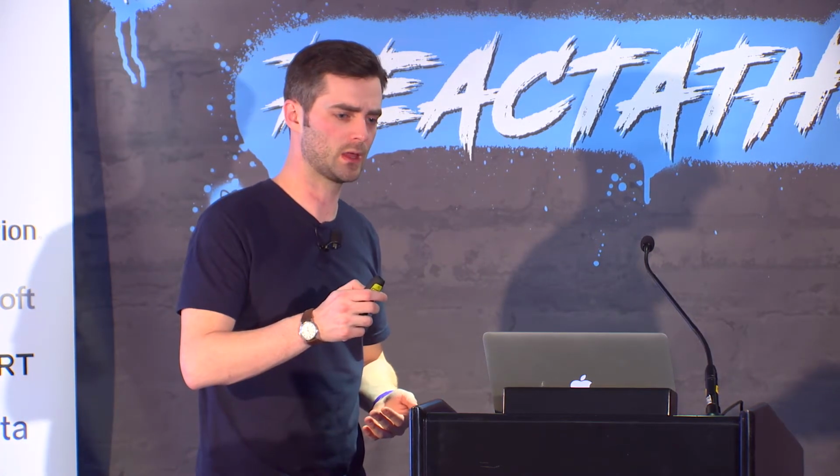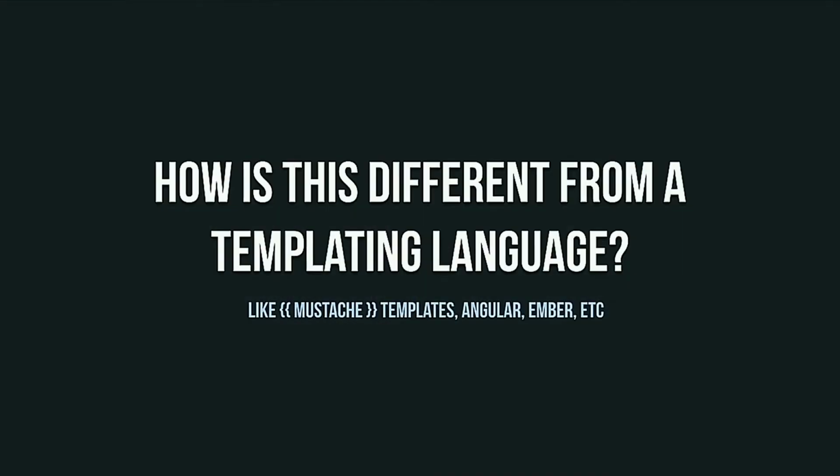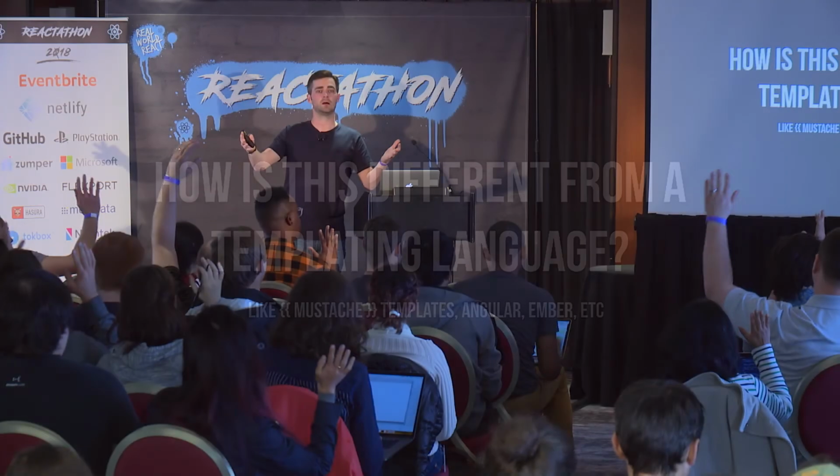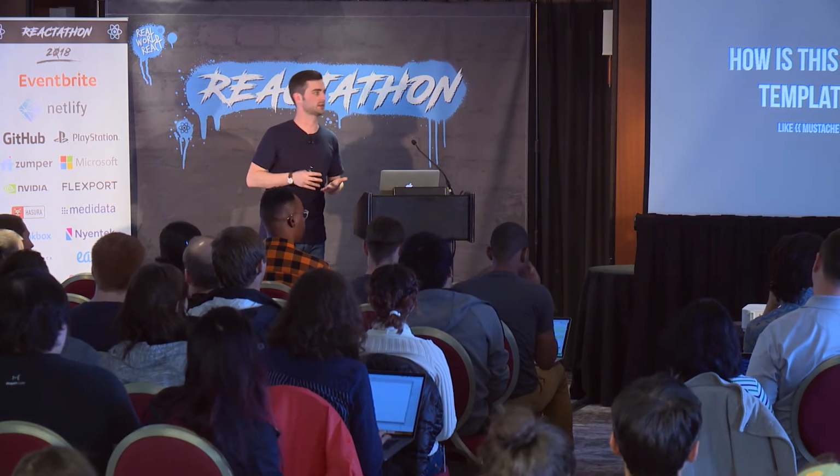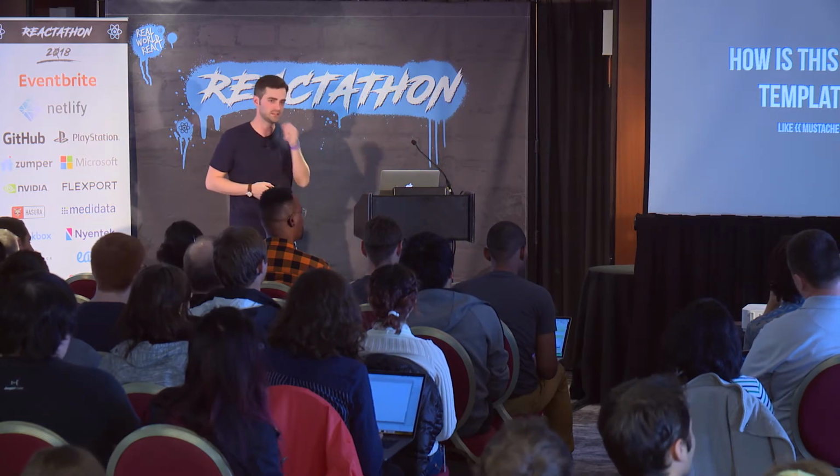Now, how is this then different from a templating language? When I say templating language, I mean something like Mustache, or Ember, or Angular, or Vue, or Backbone. All of these previous UI libraries traditionally use templating languages. And just for my reference, who here has used a templating language before? Okay, so nearly everyone, but not everyone, and that's pretty expected. So how is this really fundamentally different?